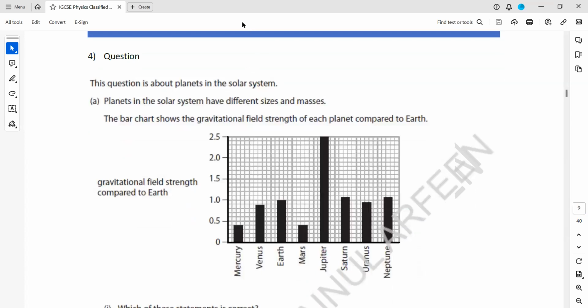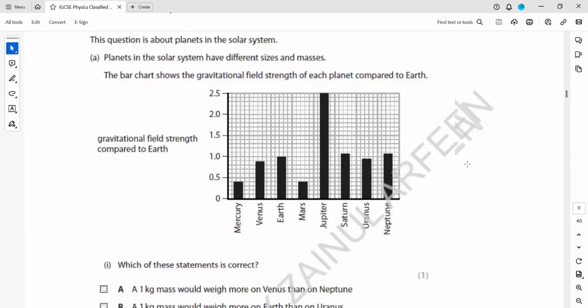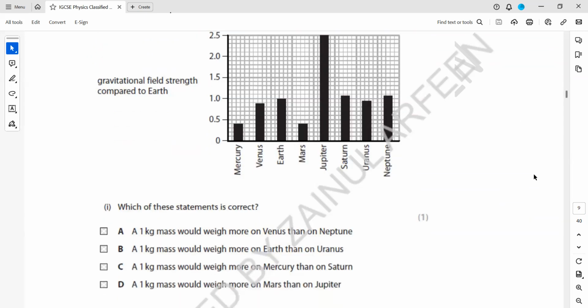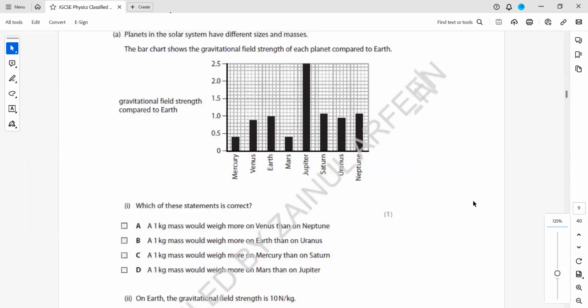This question is about the planets in the solar system. The planets in the solar system have different sizes and masses. The bar chart shows the gravitational field strength of each planet compared to Earth. Like it's a comparison to Earth. The ratio is there. Which of these statements is correct?